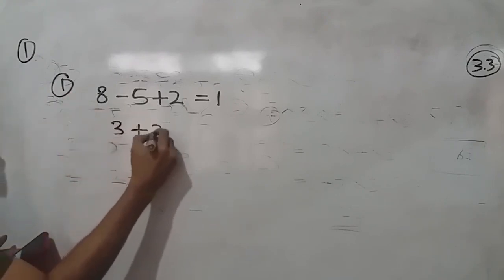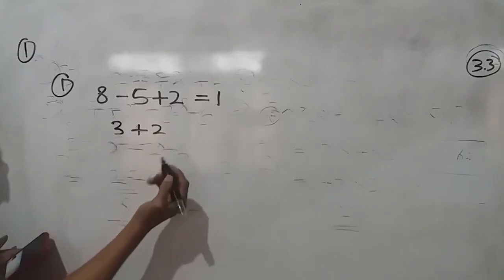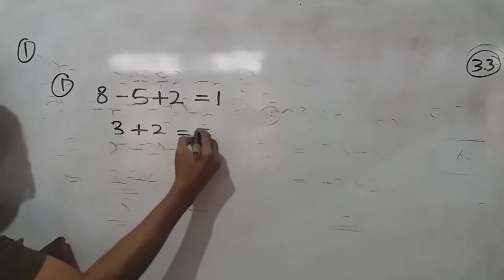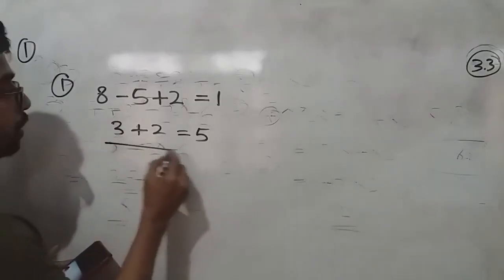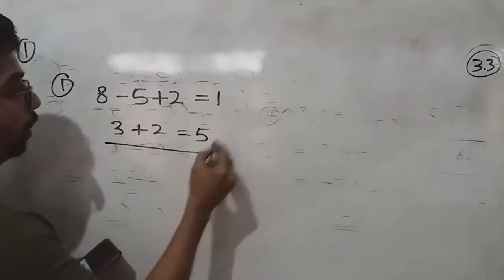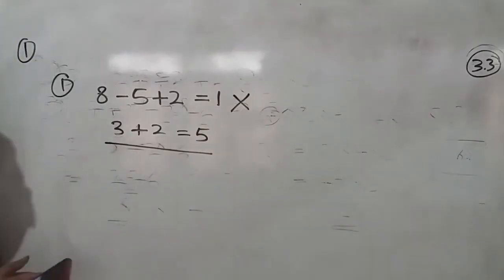Right. 8 minus 5, that is what? 3. 3 plus 2, that is what? 5. So the answer that we have been given is 1. Right? So the correct answer is what? 5. Okay, so this one is wrong or incorrect.